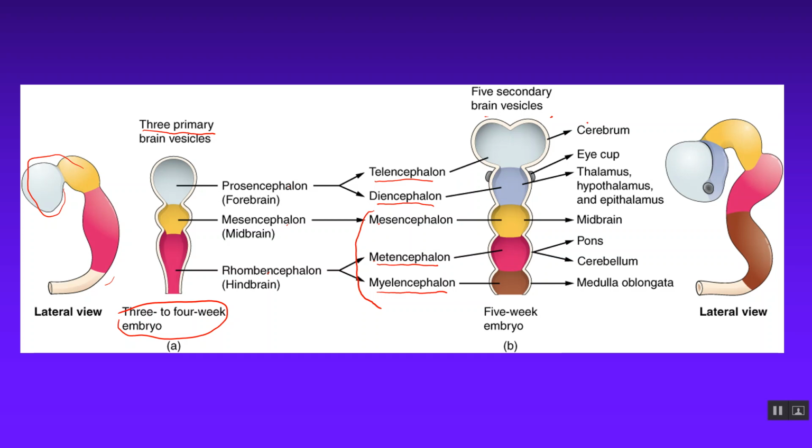Now we look at the actual adult derivatives. The telencephalon eventually becomes the cerebrum. As this telencephalon grows, the cerebral structures grow out this way and start dropping down. And this little thin layer of tissue here fills in and grows to develop those big cerebral hemispheres.